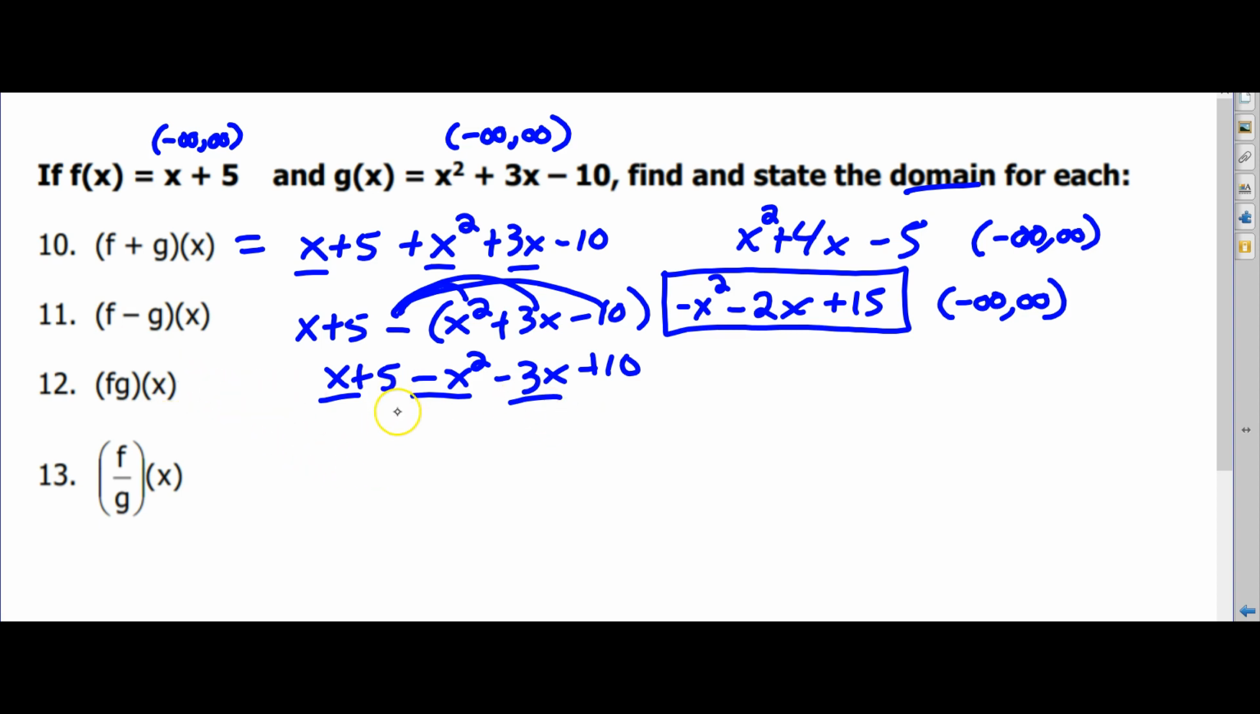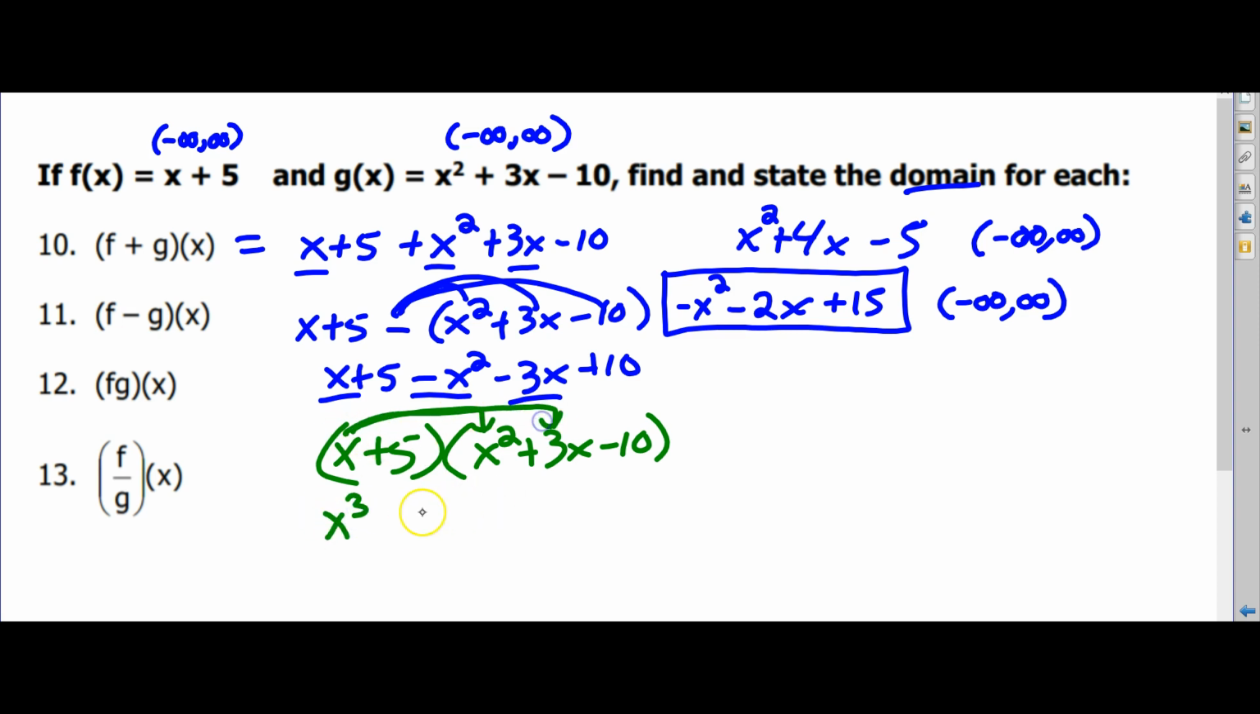For the f times g of x, I'll change color so we can see it a little bit better and kind of distinguish it from what I've written in blue so far. I'm going to write out the f function, and I'm going to multiply it times x squared plus 3x minus 10. And I'm just going to distribute each one of these. So x times x squared is x cubed. X times 3x is 3x squared. X times negative 10 is negative 10x. 5 times x squared is 5x squared. 5 times 3x is 15x. 5 times negative 10 is negative 50.